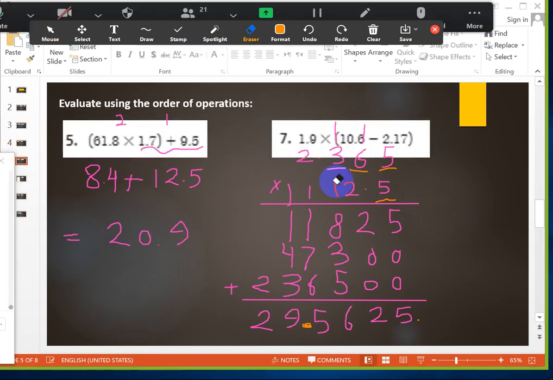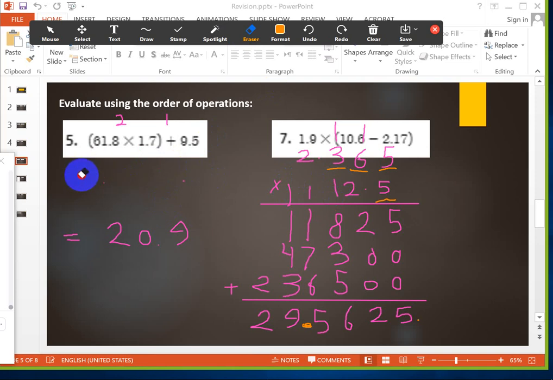First I want to evaluate this. You remember when we want to evaluate any exercises, first thing you have to order the operations. This means you have to start with parentheses, then division and multiplication, then addition and subtraction. So first thing I will start with what? Parentheses. So I have to multiply. This is the first operation for me.